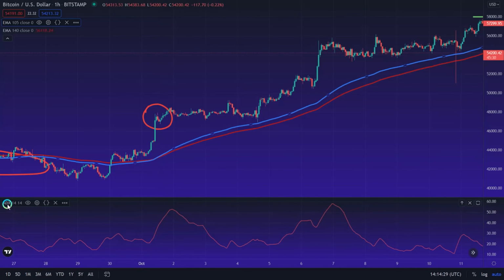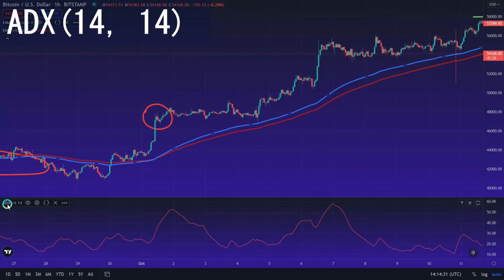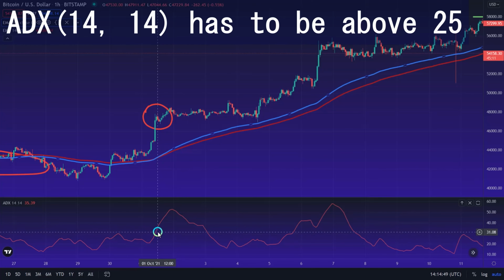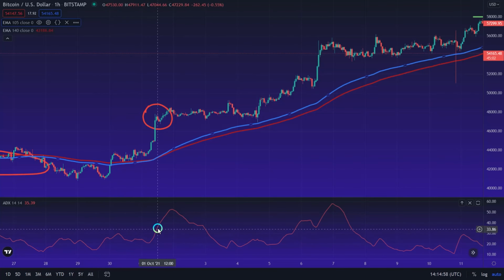Our confirmation indicator is an ADX. It is a 14 period ADX indicator, 14 period length and 14 period smoothing. And our second condition is that when the crossover happens, our ADX value has to be above 25. So our confirmation here is perfect because it is above 25 here. As you see here, it wasn't that good, and here either.